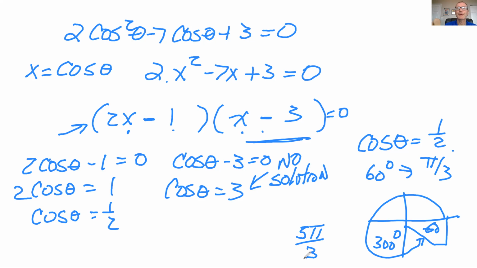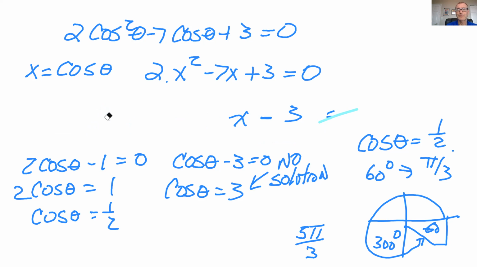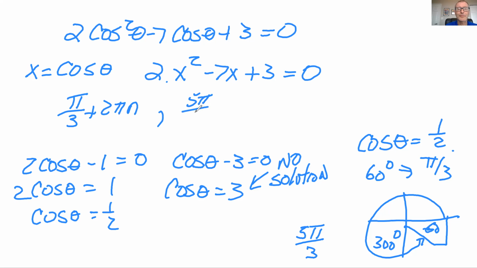So the solution set would be twofold. Wish my whiteboard was a little bit bigger here, but we're doing all right. So in this case, the one solution would be pi over 3 plus 2 pi n. And the second solution would be 5 pi over 3 plus 2 pi n.